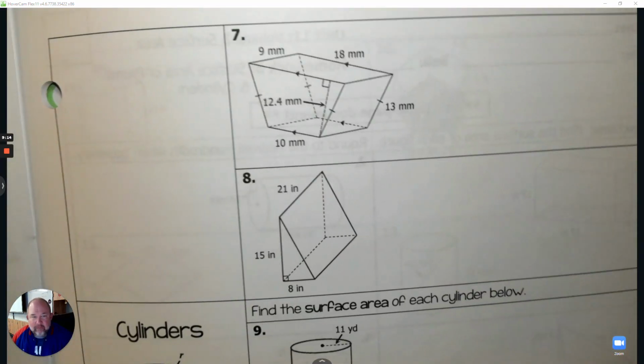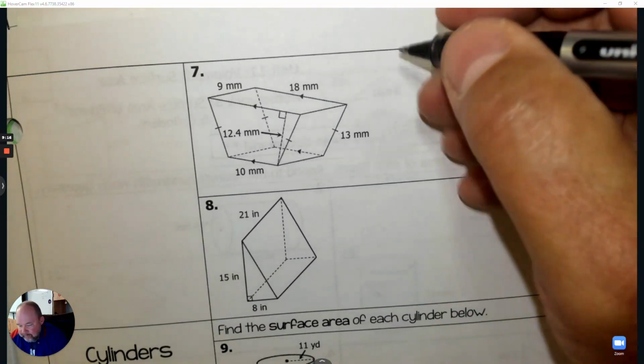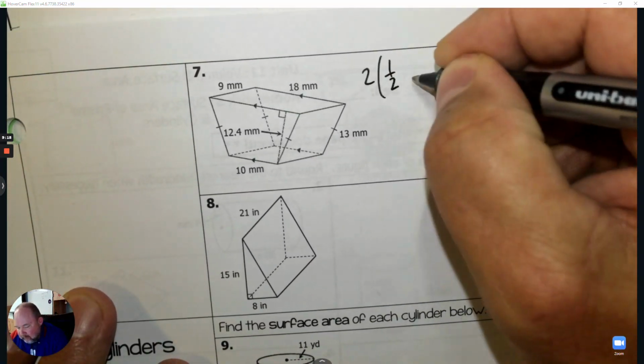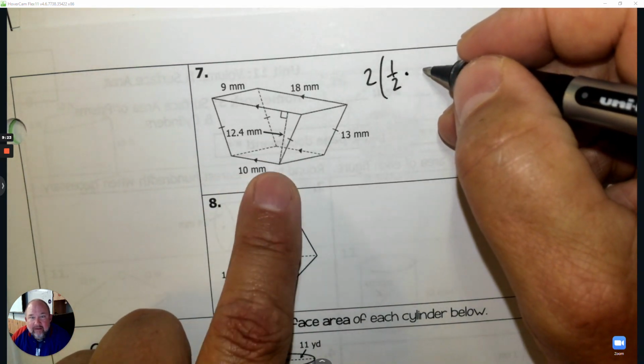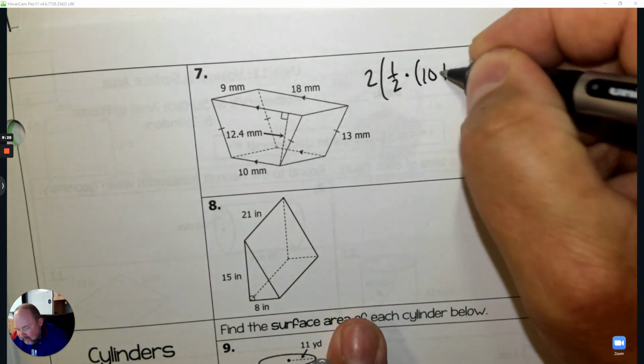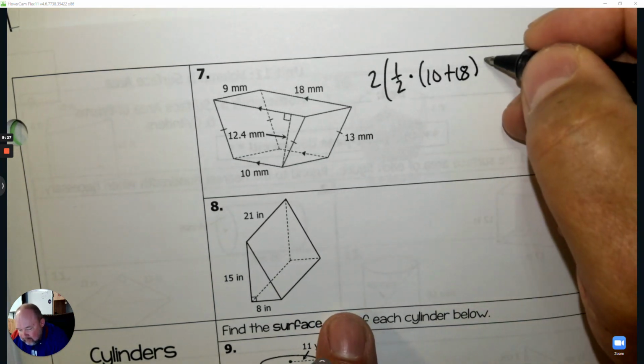All right, here's another trapezoidal prism. So we have 2 of them. It's 1/2 times the height and the bases. We have 10 and 18, so we're going to add 10 and 18. And the height there is 12.4.